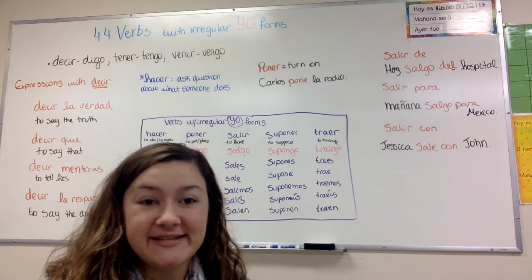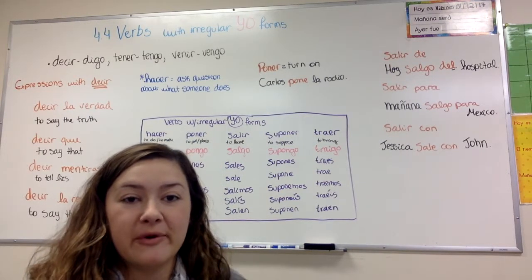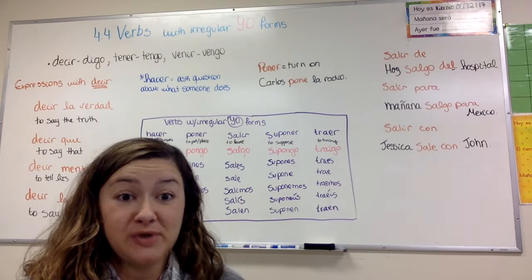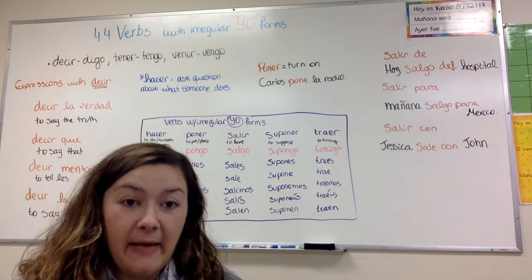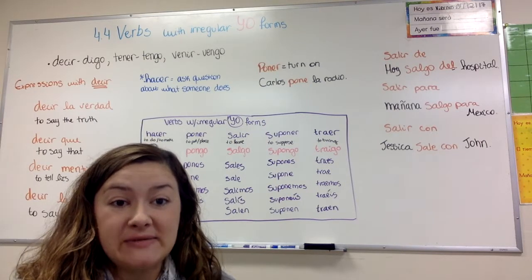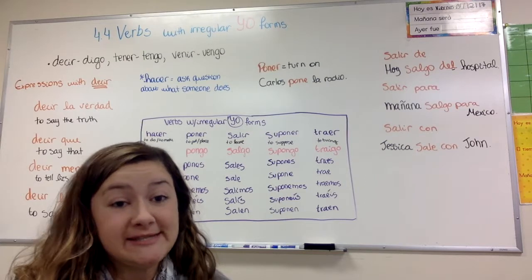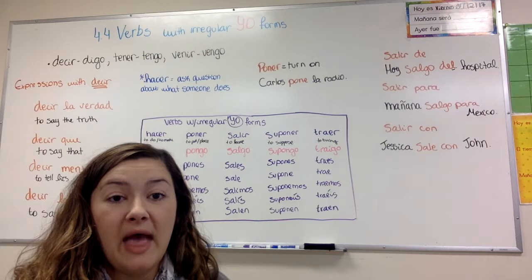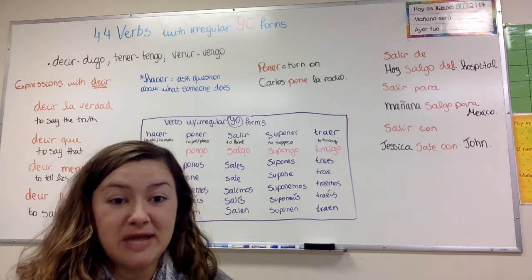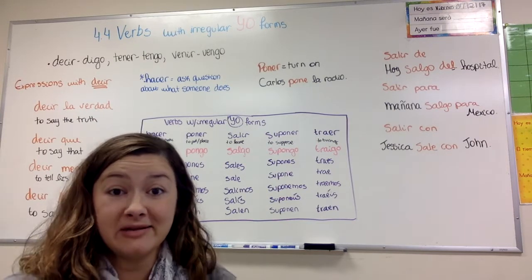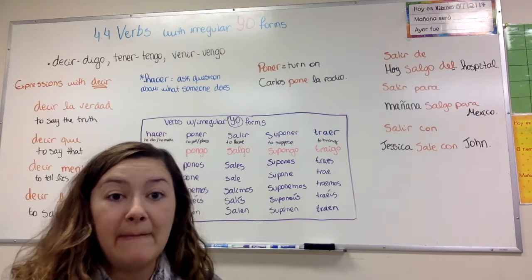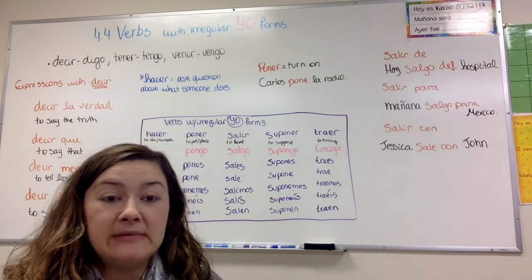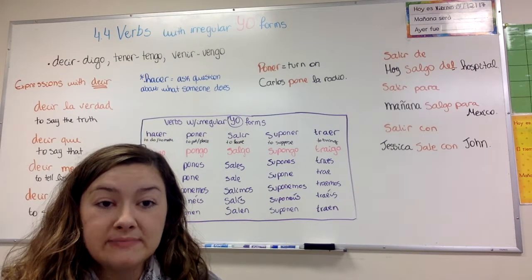Hola, clase! Today we're going to be talking about 4.4 verbs with irregular yo. So let's begin. We have seen three types of the irregular yo already: decir, digo, in the irregular yo form; tener, tengo; and venir, which is to come, vengo. Now we're going to learn a few more.